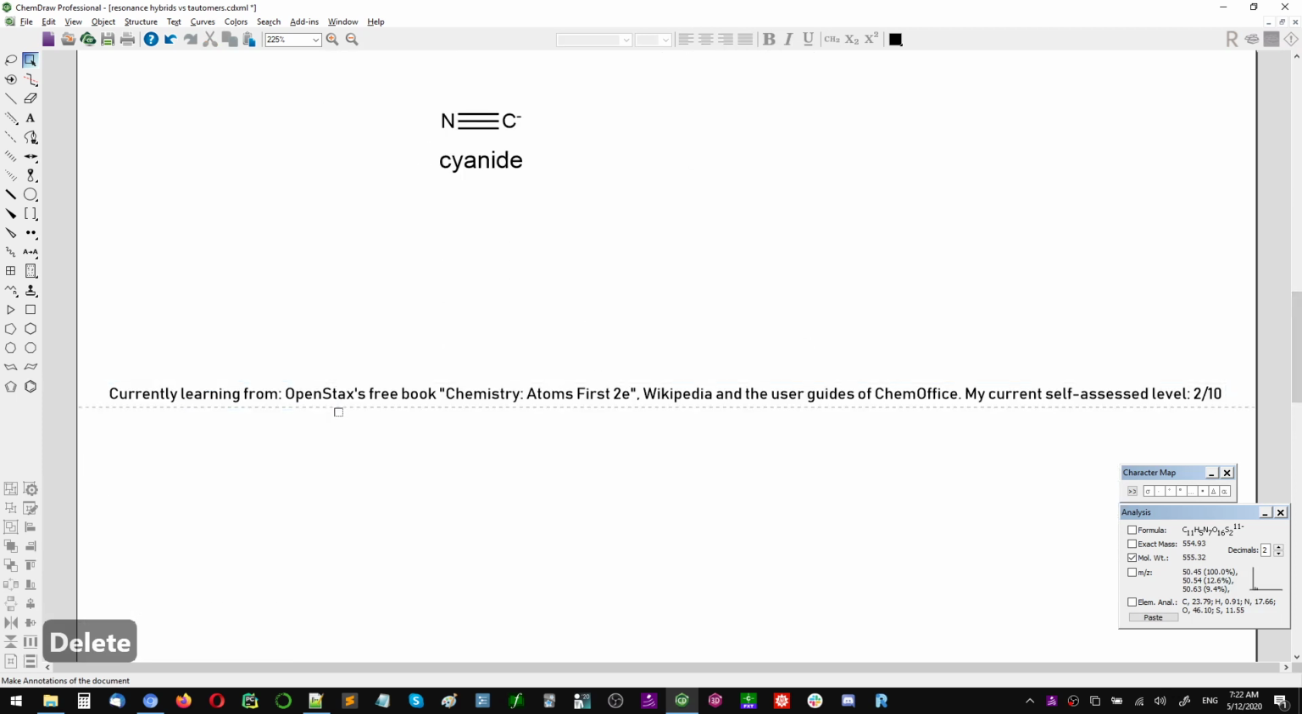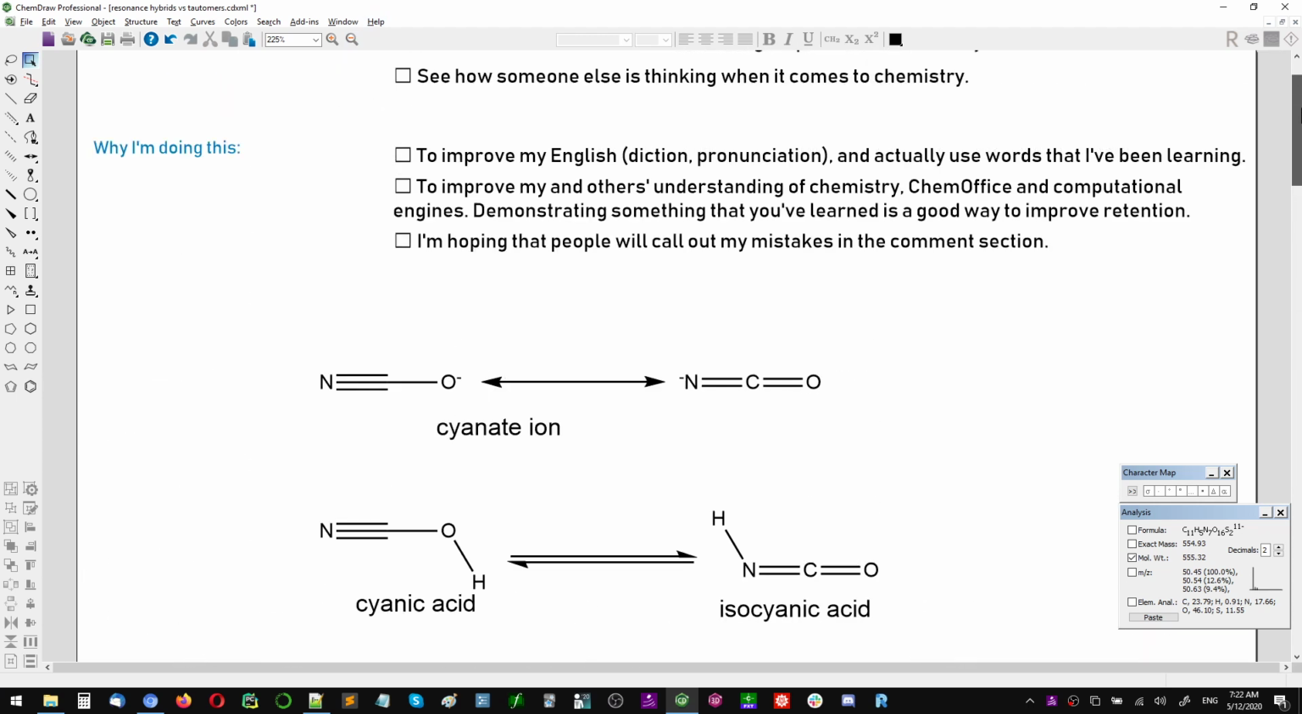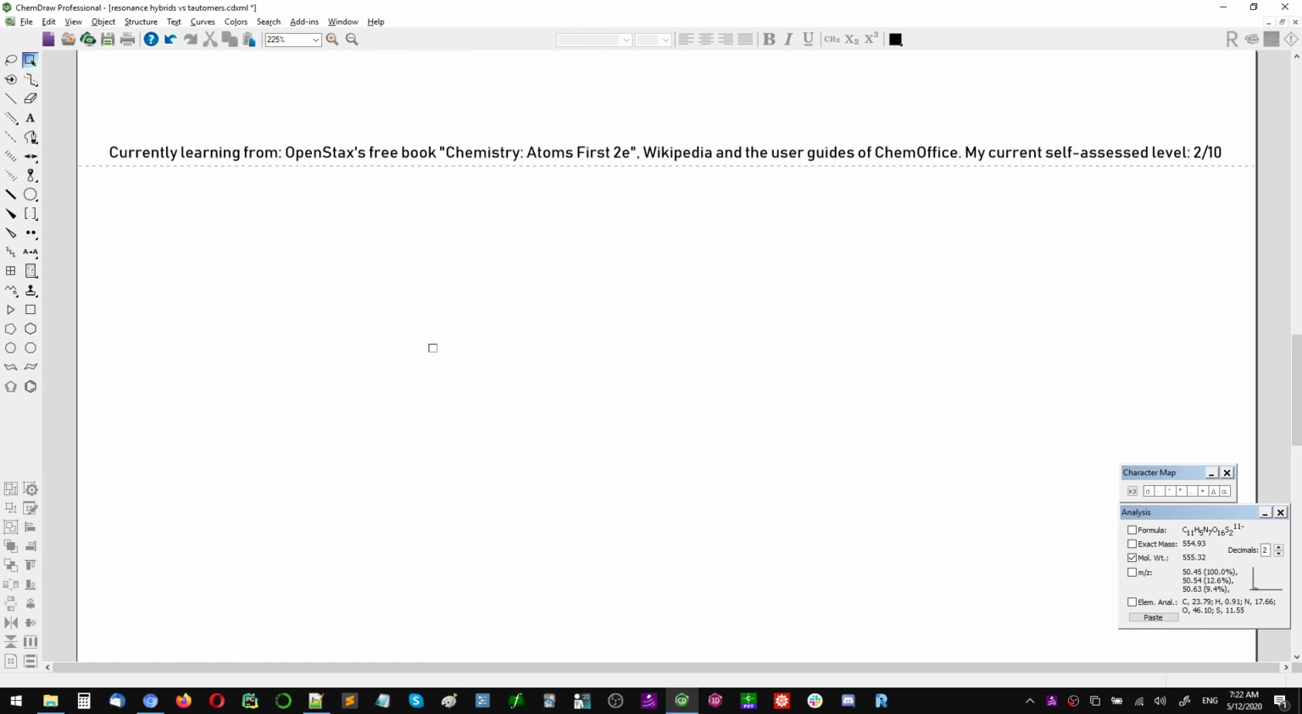By the way, I'm learning from a free book from OpenStax called Chemistry Atoms First, Second Edition. I'm also using Wikipedia and, to be honest, a lot of other resources, including the help of these programs.